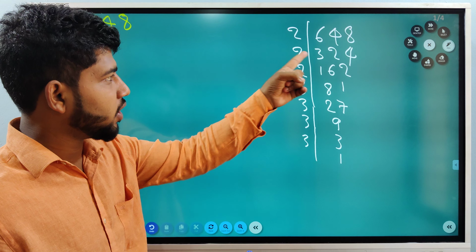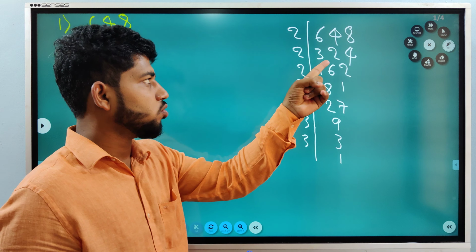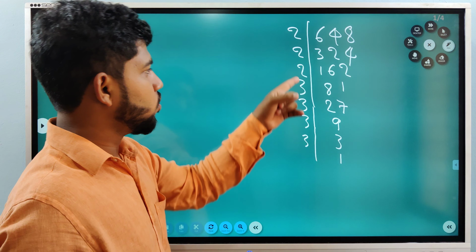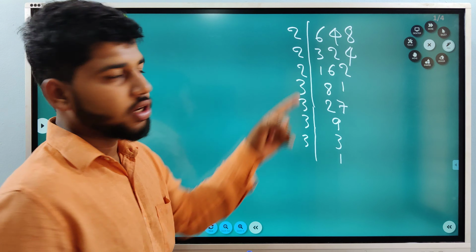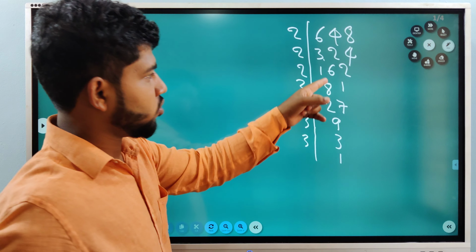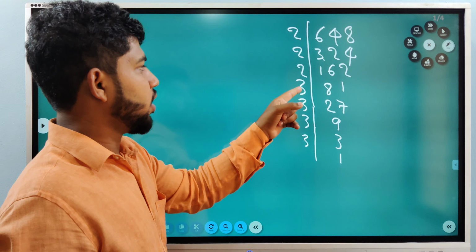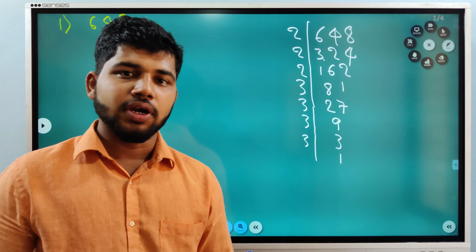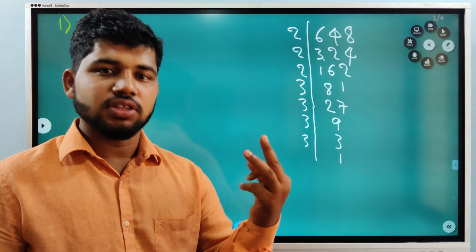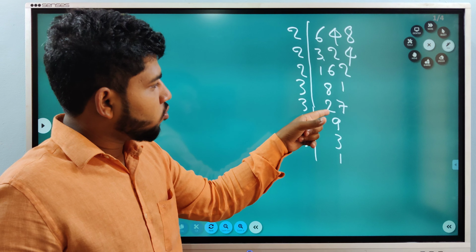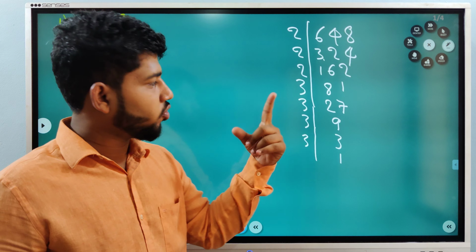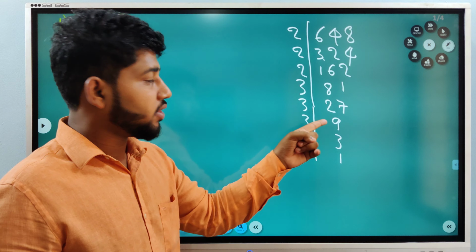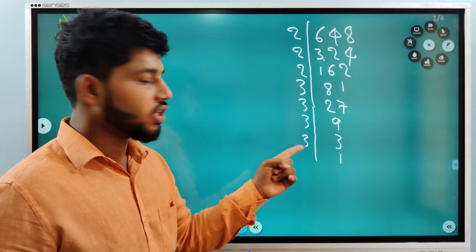Now we already divided by 2. 2 3s are 6, 2 2s are 4, 2 4s are 8, 2 1s are 2. There remains 1. And 2 6s are 12, 2 2s are 4, 2 8s are 16, and 2 1s are 2. Now 81 cannot be divided by 2. Now we are taking the prime number 3. 3 2s are 6, 3 7s are 21, 3 9s are 27, 3 3s are 9, 3 1s are 3.